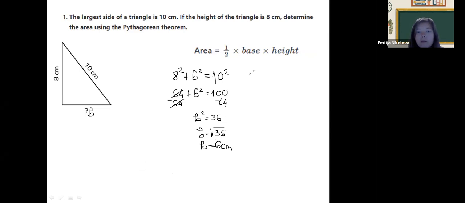Now we can find the area. Instead of base, I can put 6 centimeters. The height we know is 8 centimeters. So the area of this triangle will equal to half, sorry, the base times the height. The base is 6 times the height, which is 8. So we find that the area is 8 times 6, 48, divided by 2. The area equals 24 centimeters squared.